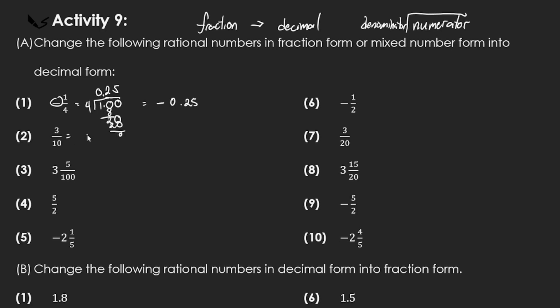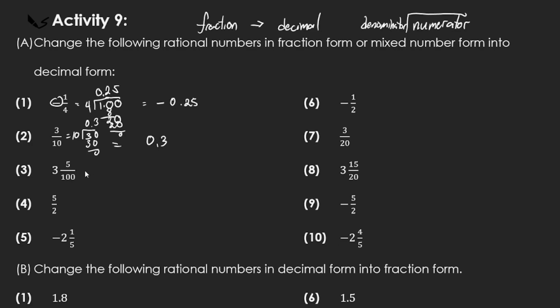Same thing. Get the numerator, divide it by the denominator. How many 10s are there in 3? There's none. Then let's add 0. How many 10s are there in 30? There's going to be 3, and we have no more remainder. So this one is 0.3.